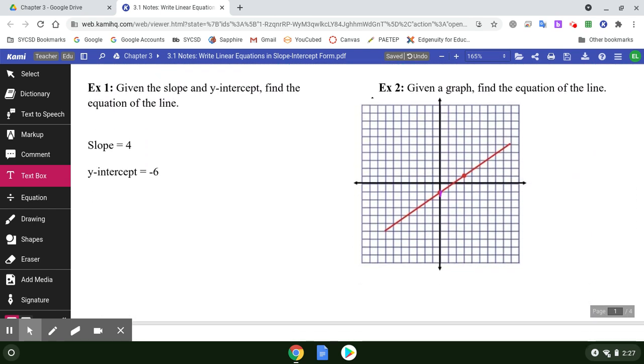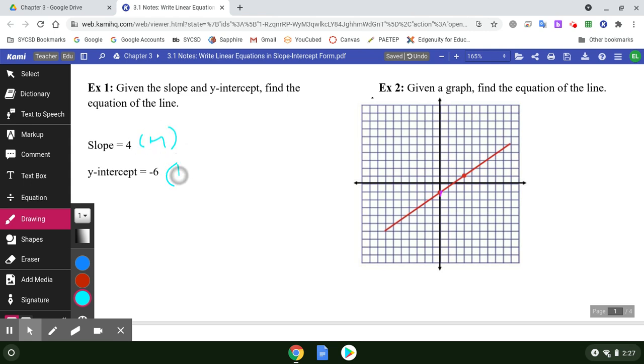So looking at a few examples, the first one is very straightforward. If our slope is 4, that's our m value. And if our y-intercept is -6, that's our b value. So then the equation is simply y equals 4 times x minus 6. So we're always multiplying our rate of change by the input.